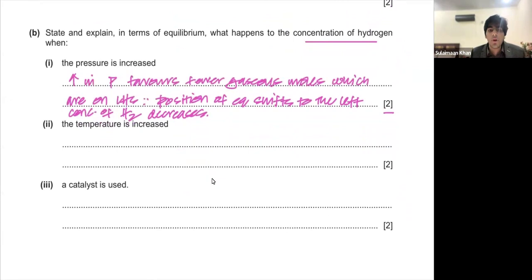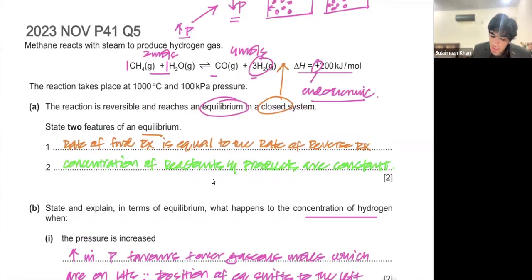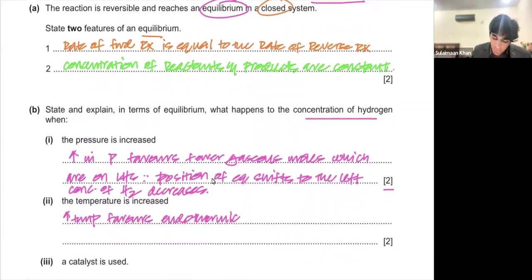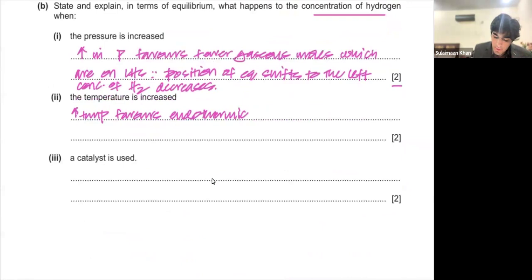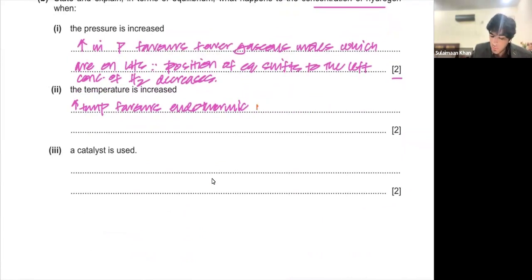Okay, what happens to the concentration of hydrogen if the temperature increases? Increase in temperature favors endo or exo? Favors endothermic. Which is the forward reaction or the backward reaction? If you have a positive sign, that means the forward reaction is endo and the reverse reaction is exo. So if increase in temperature favors endothermic, it's going to favor the forward reaction.